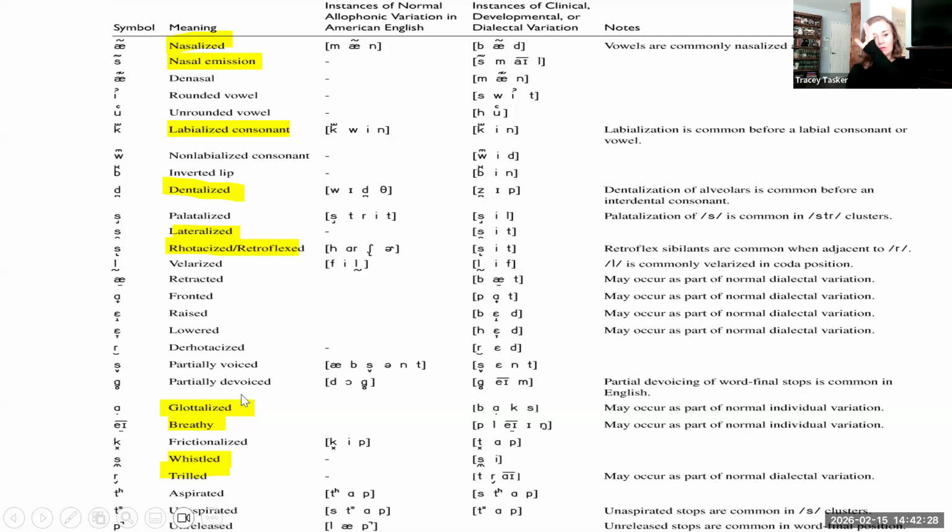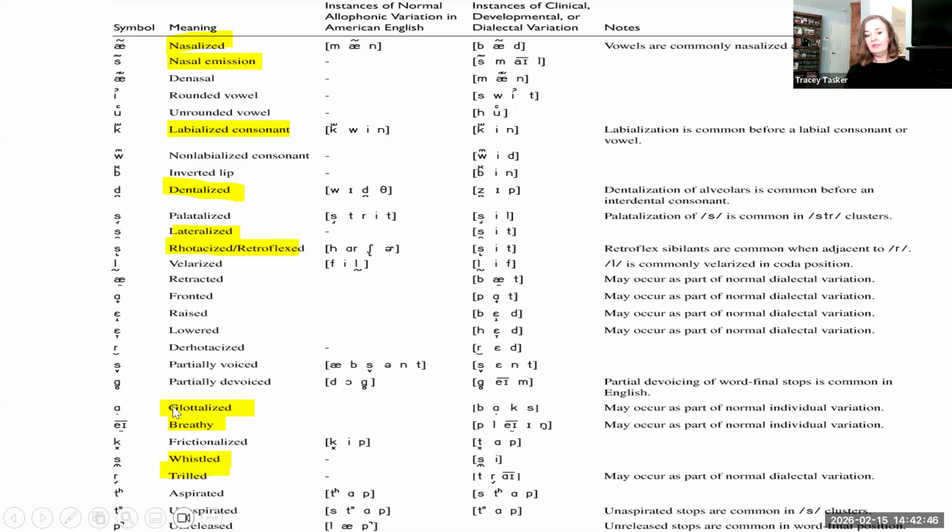Glottalized is something that we talk about often for young children, that they will glottalize their sounds until they learn them. But at a certain point, we don't want to see this for a large majority of sounds. We can also see this with children with cleft palate.